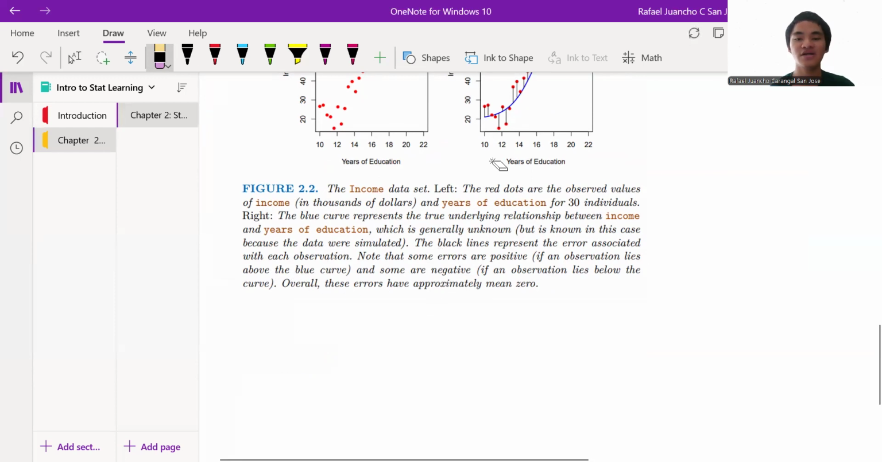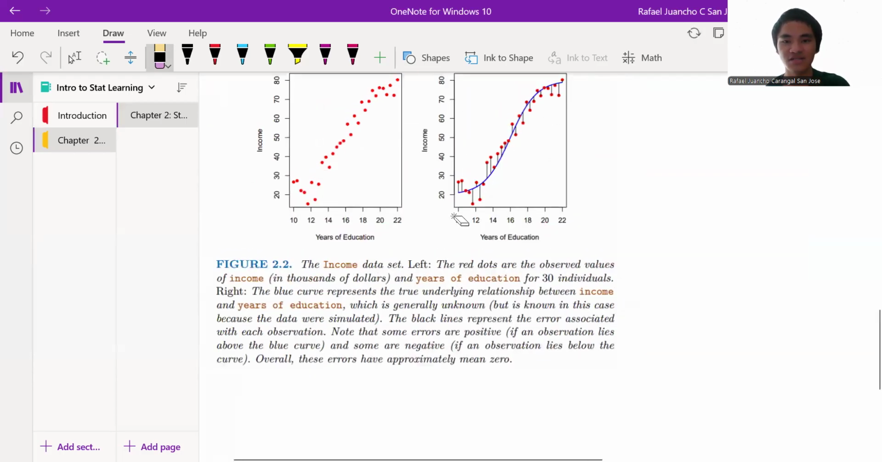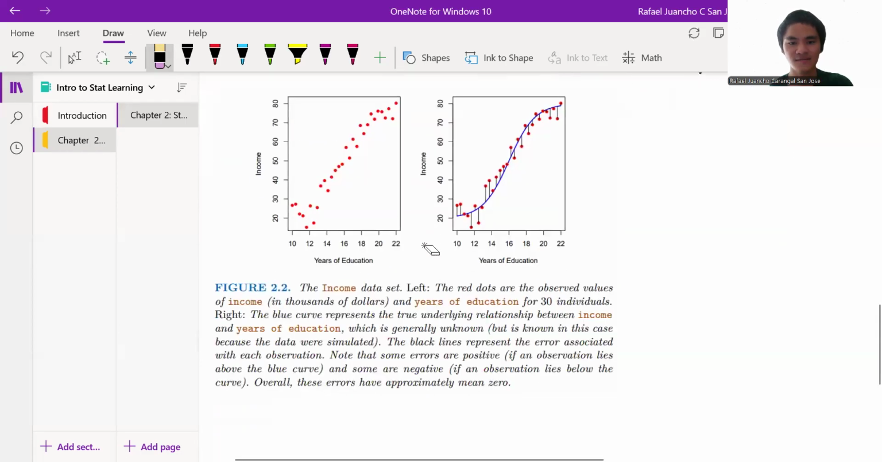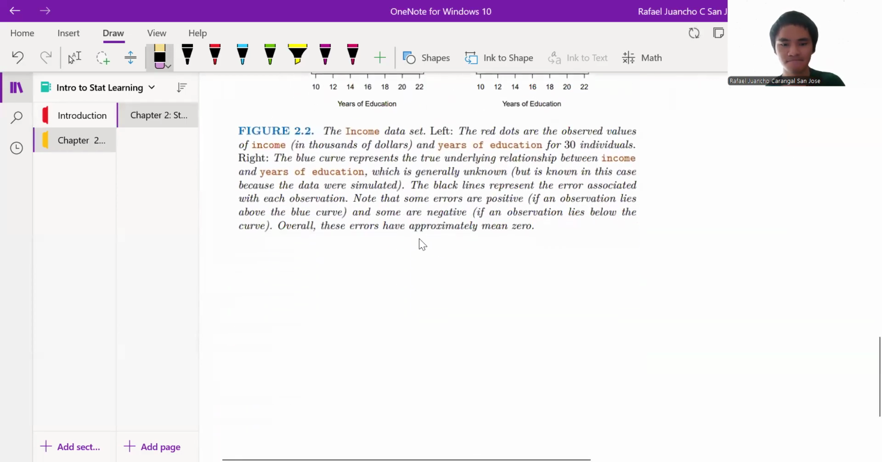But overall, if we were to total all of these errors, these positive and negative errors, and divide them by the number of observed values we have, we should get zero. So that's what that is. Okay.